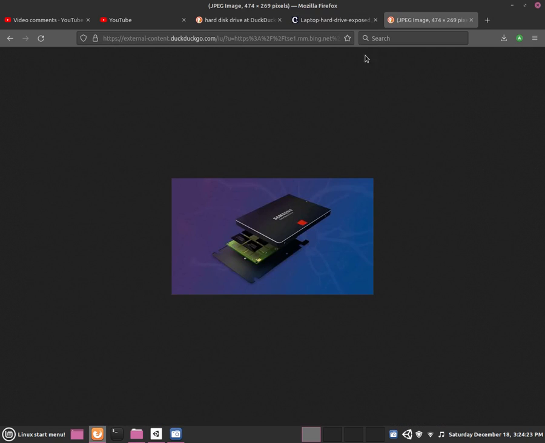And this is a solid state drive. This stores data in flash memory, which makes it a lot faster to process data and to read data. But then again, this is more expensive and has less storage than a hard drive.